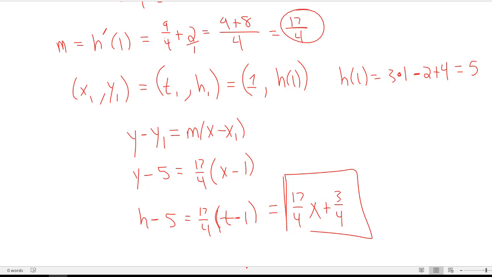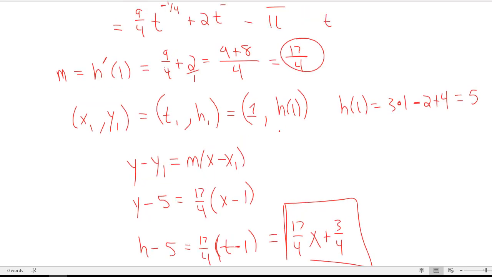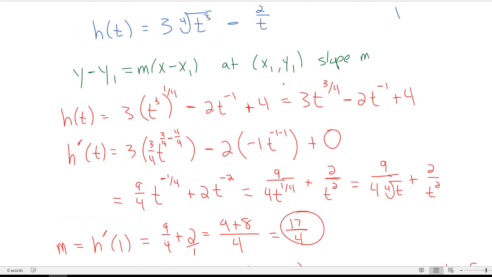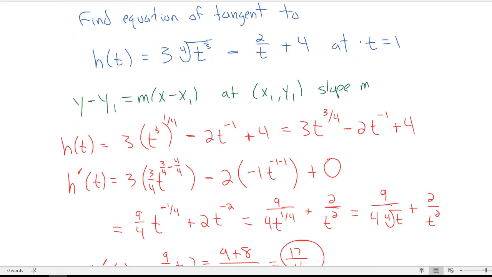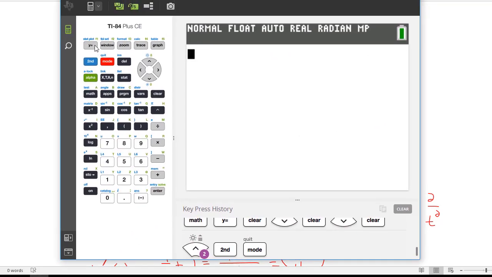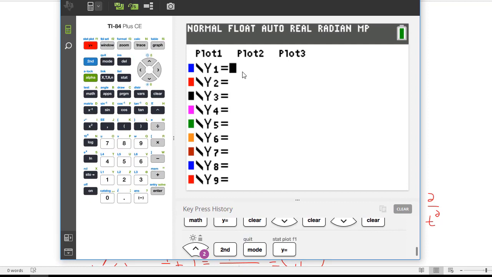Now, one thing I want to discuss here is technology. Let's say we're going to use some technology to check our work. For this particular example, I want to graph my original equation that we have here at the very top, and then graph the equation of the tangent that we just got. I want to see that the function and the tangent line are actually tangent to each other. If I'm using a Texas Instruments type of calculator, I'm going to bring up my calculator, hit the y equals key, and graph my original function and the equation of my tangent. I'm going to pause the video and type those in real quick.